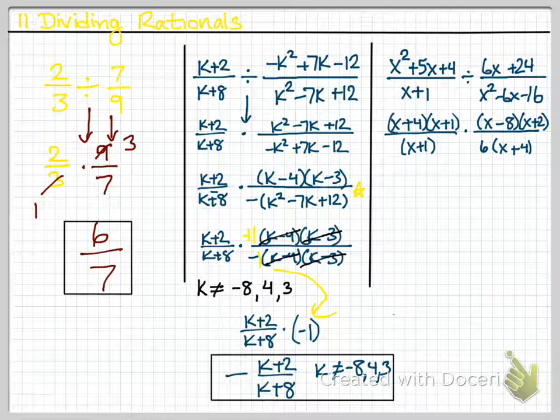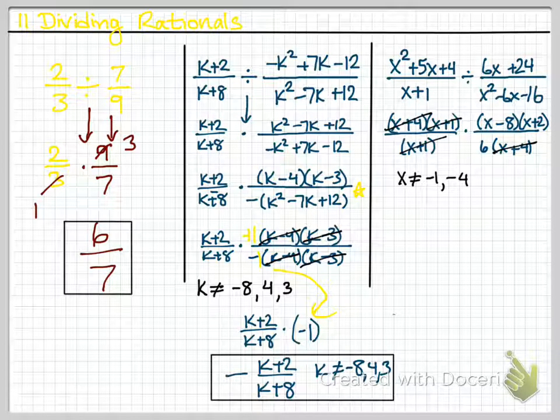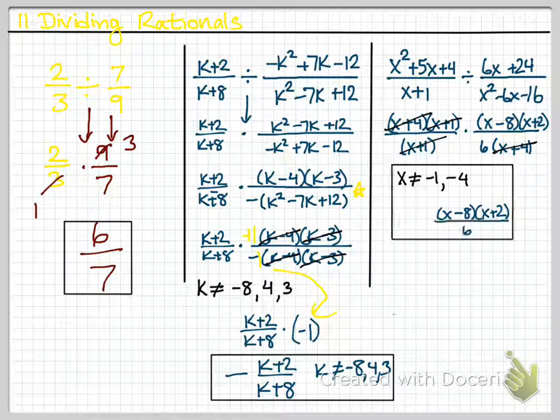And then 6x plus 24, divide a 6 out, and you get 6 times x plus 4. Excluded values, can't have negative 1, can't have negative 4. And then we see if we can cancel. Bam, x plus 4s are gone, x plus 1s are gone, and anything else? Nope, that's it. So that is our final numerator, x minus 8 times x plus 2, over 6 in the denominator, with your excluded values being negative 1 and negative 4.